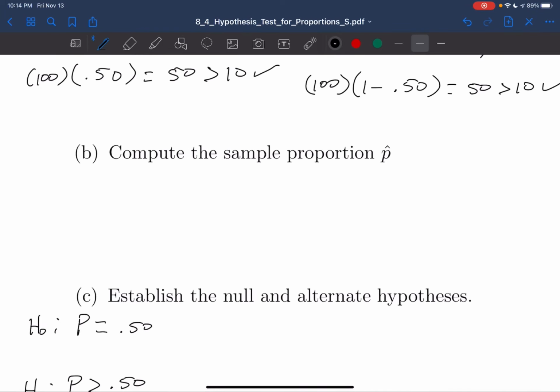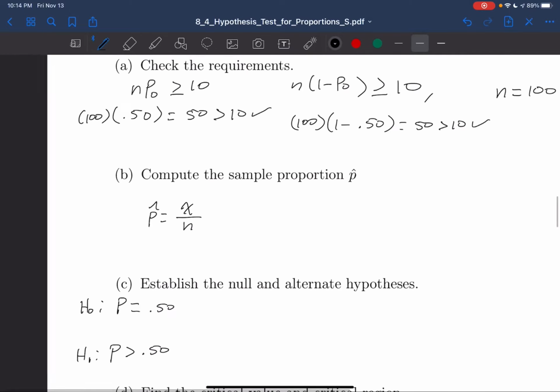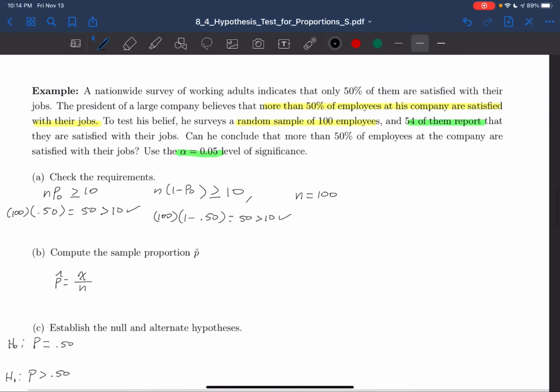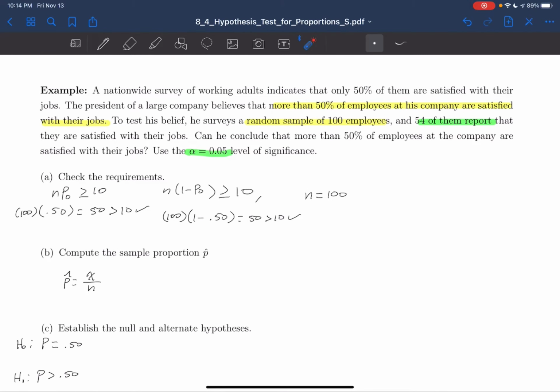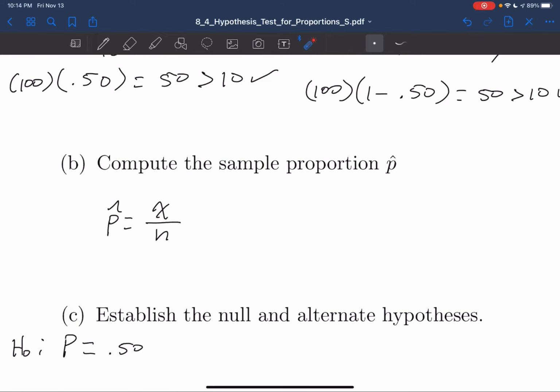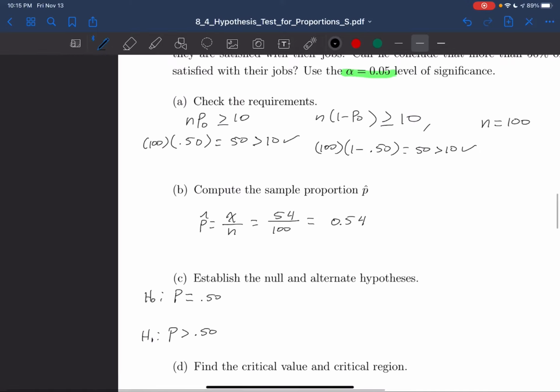Next, we want to compute our sample proportion, p hat. If you remember, p hat is equal to x over n, where n is our sample size and x is the number of individuals we're interested in. In this case, in our sample, 54 reported that they are satisfied with their job. So here 54 is the number of individuals that we care about. So our sample proportion, p hat, is going to be equal to 54 over 100, which is equal to 0.54. Cool.